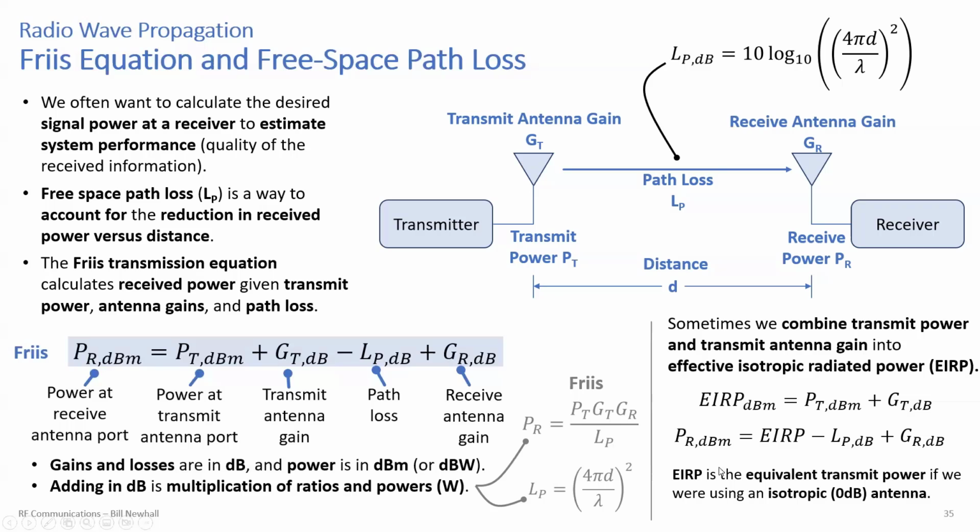So the Friis equation is useful to calculate free space path loss and to calculate power at a receive antenna or out of a receive antenna. And then you can use that power to estimate system performance of the receiver or quality of the information. You can estimate or calculate quality of the received information at the receiver.